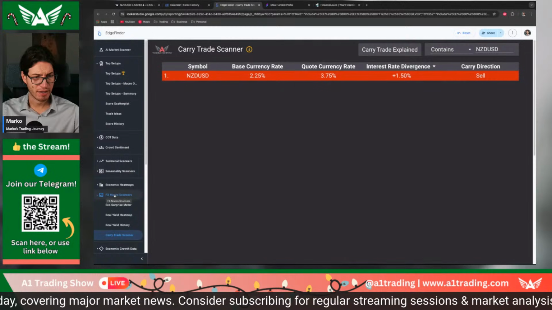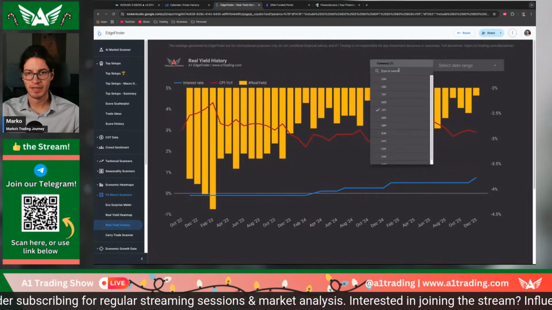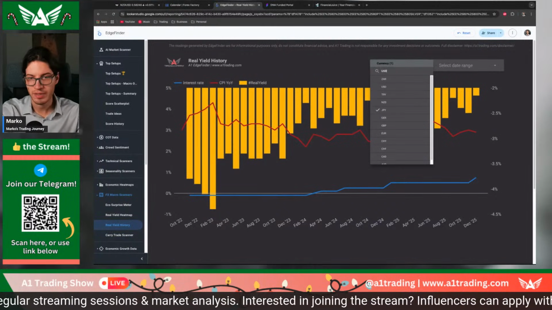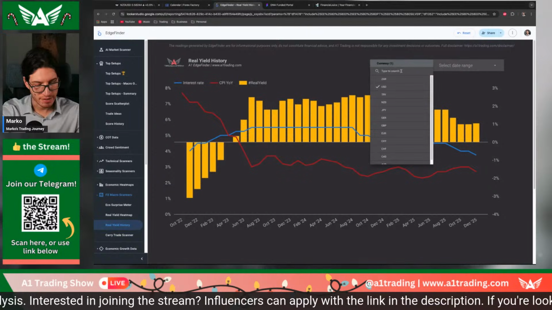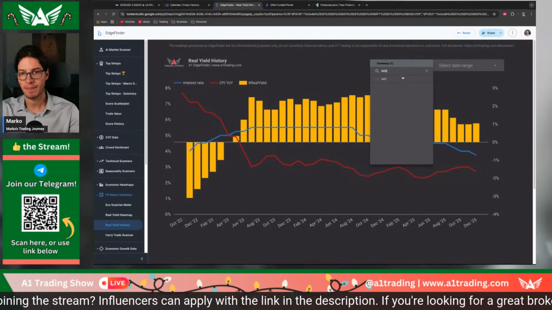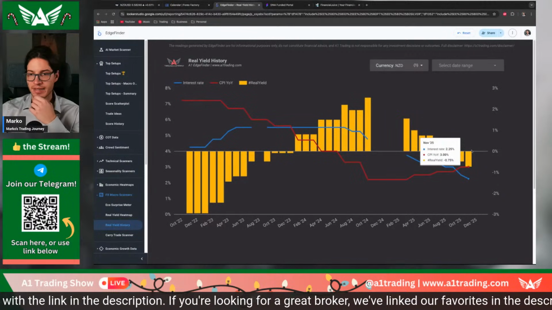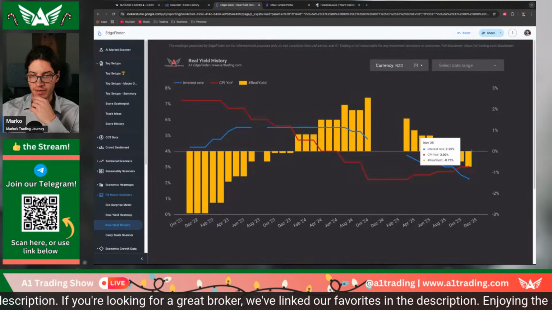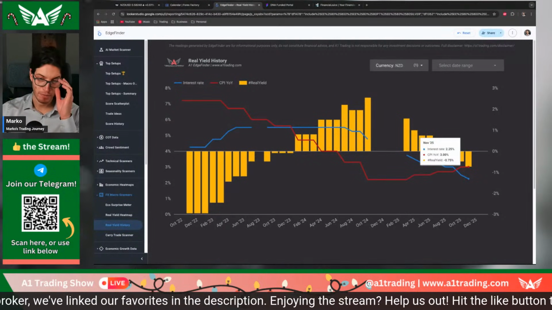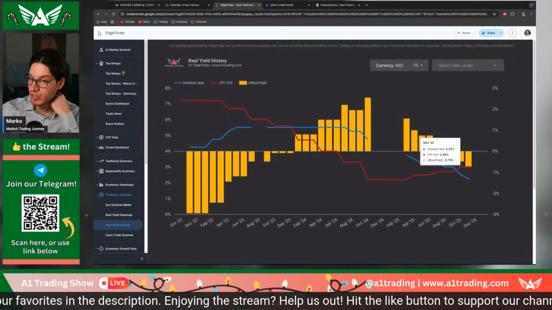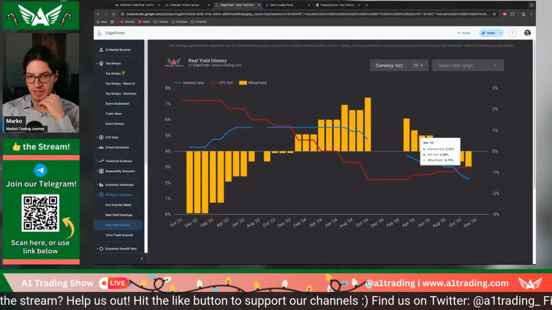We can also check this great new tool with the real yield history. We can take a look at the dollar, so USD, and then I want to see NZD. NZD is actually negative yield. Interesting, because you can see the interest rate is 2.25, while the inflation, the CPI, is 3%. So the real yield is minus 0.75. Pretty interesting stuff.